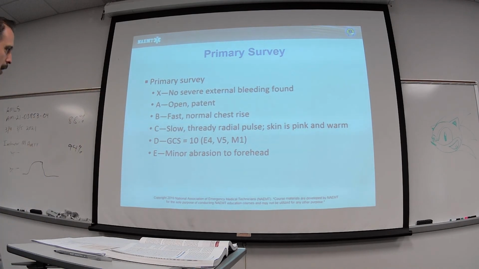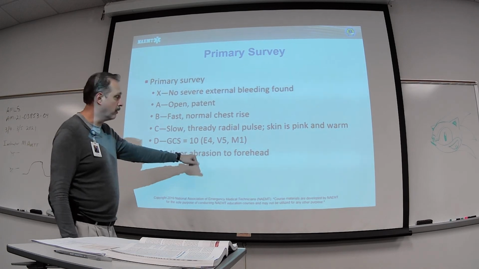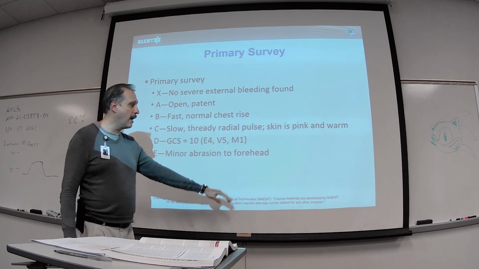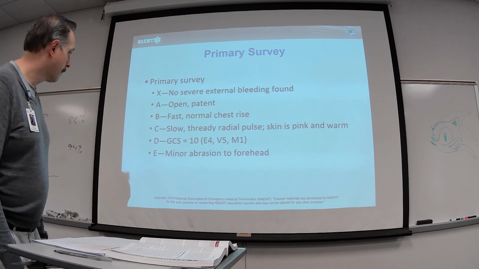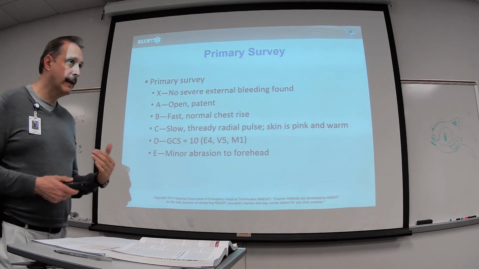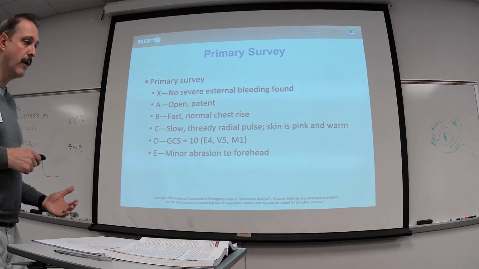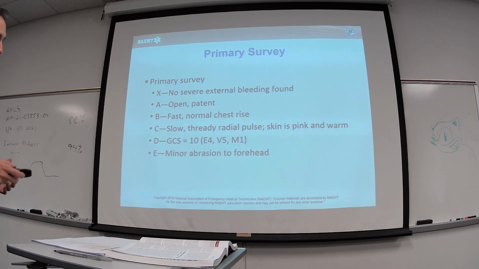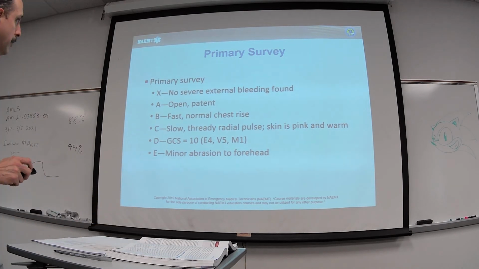His Glasgow Coma Score is 10, so obviously we do have some confusion there because it's not 15, correct? He's got an eye-opening response of 4, a voice response of 5, and a motor response of 1. He has a minor abrasion of the forehead, so in your mind you're starting to think, he hit his head where? On the bottom of the pool? Was it in the shallow end because he took a long dive? Was it in the deep end? We do not know, and at this point it doesn't really make that big of a difference as to where it's at. We just know that he did hit his head on the bottom of the pool.